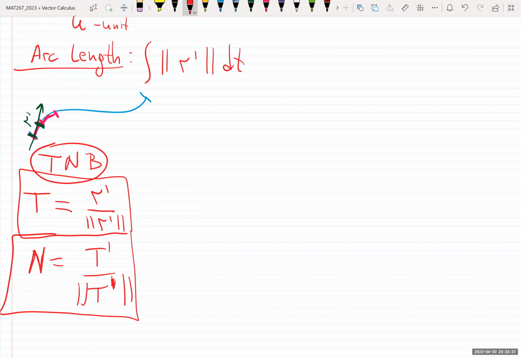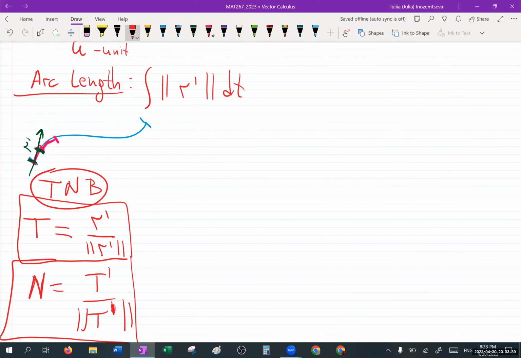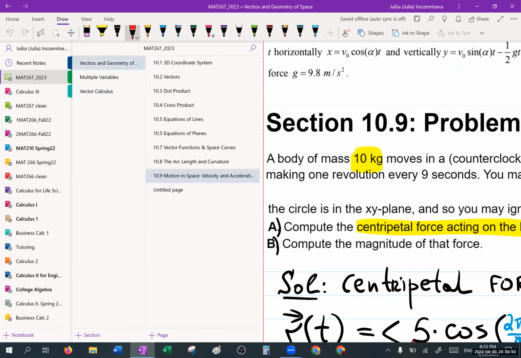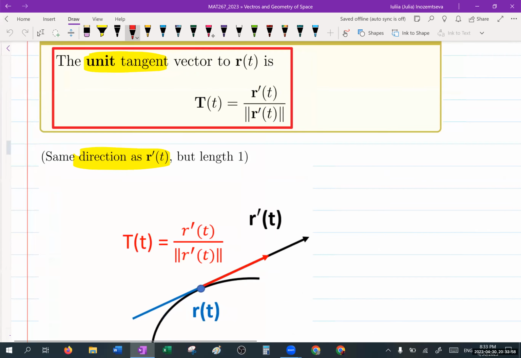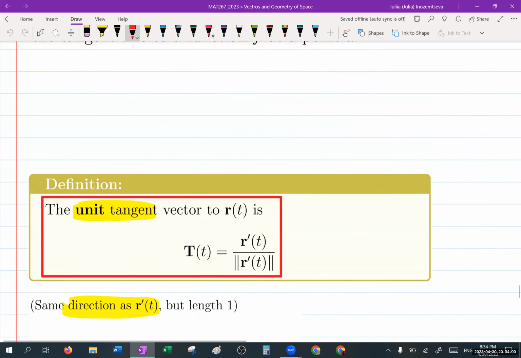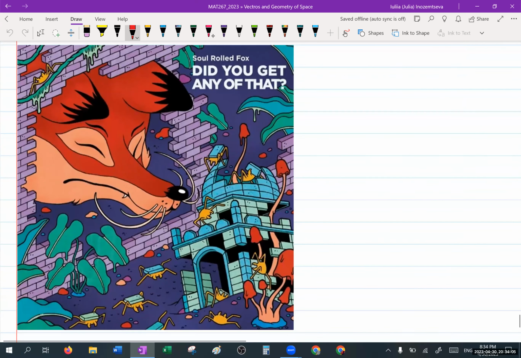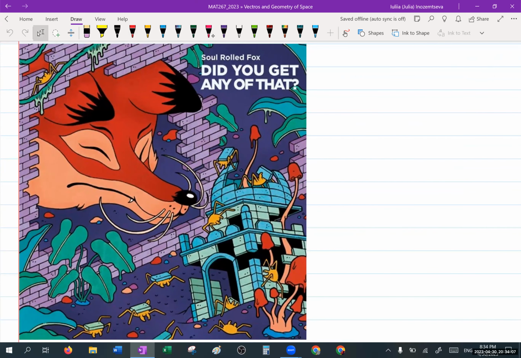Let's see, did we cover everything? I have a whole list here, right? Vectors, equations of lines, cross product, dot product, we know that. Equation of lines, equation of planes, space curves, yeah, we did that. Arc lengths and curvature. Velocity, acceleration, we did that. What is space curves? Oh, T and B. Yeah, you see? Duh. T and B. Look at this, beautiful. Did you get any of that? I like this.